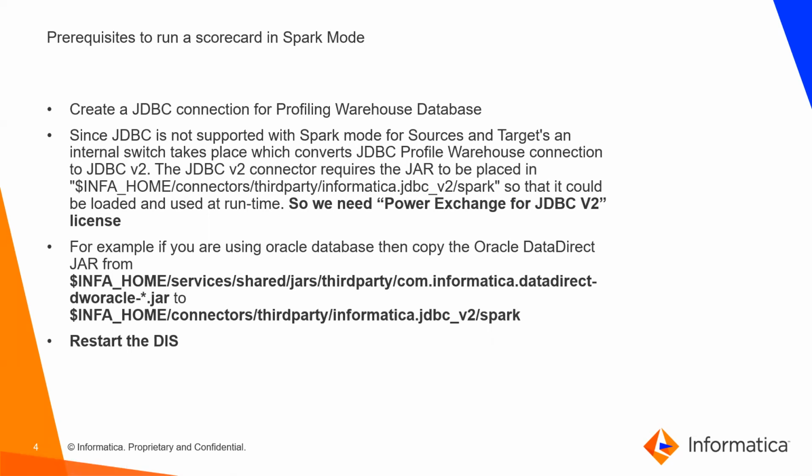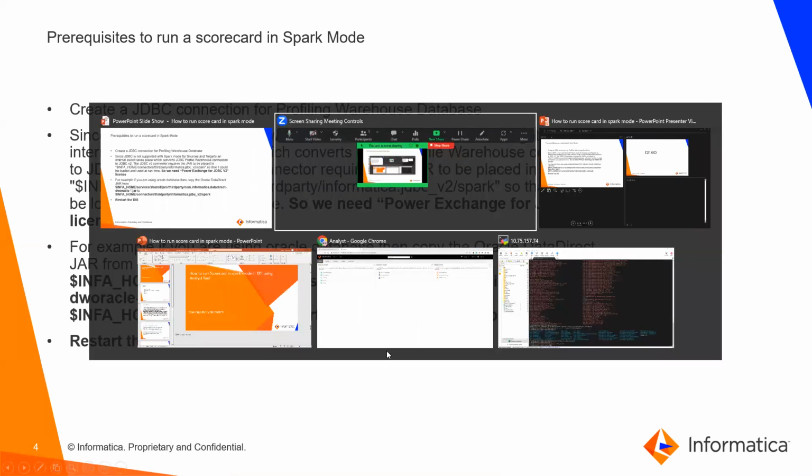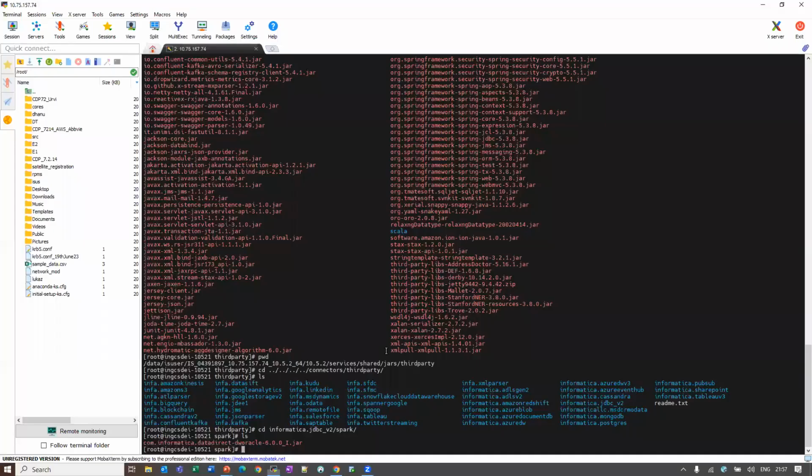So we need an Informatica Marketplace JDBC v2 license. For example, if you are using an Oracle database, then you can copy the Oracle DataDirect jar from InfoHome services shared jars third-party com Informatica DataDirect Oracle jar to InfoHome connectors third-party Informatica JDBC v2 jar and restart the DIS. Let me log into the server machine and show you.